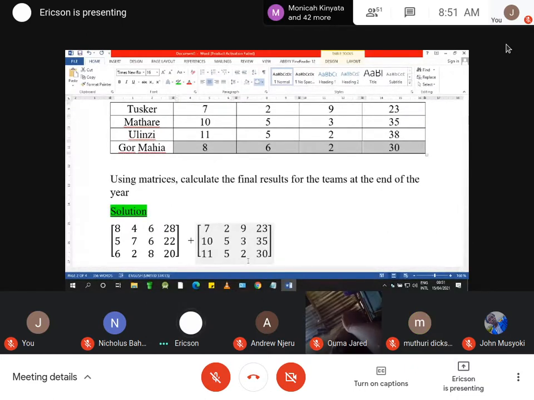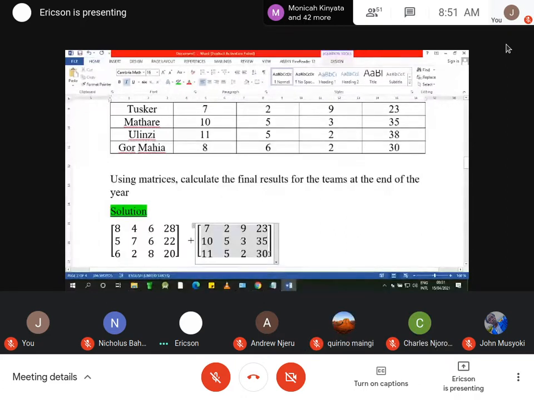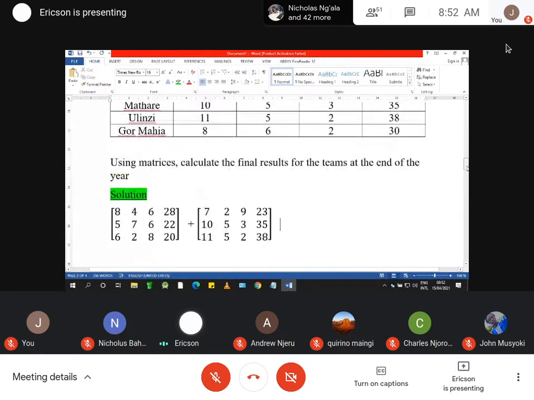And for the fourth column, 8, that should be 8. Then the fourth column should enter 30, the total number of points.